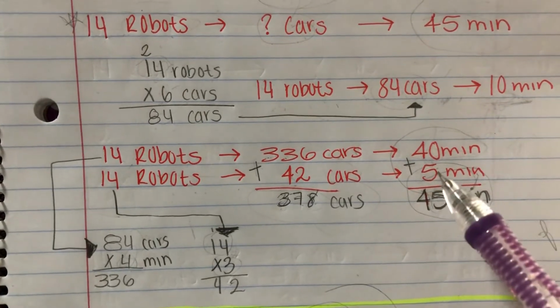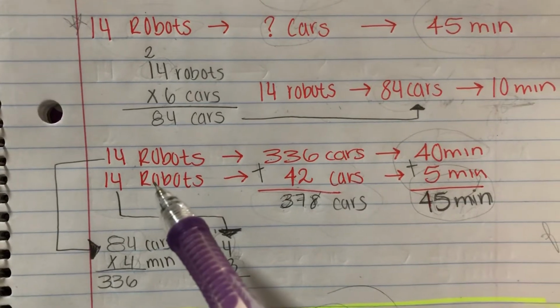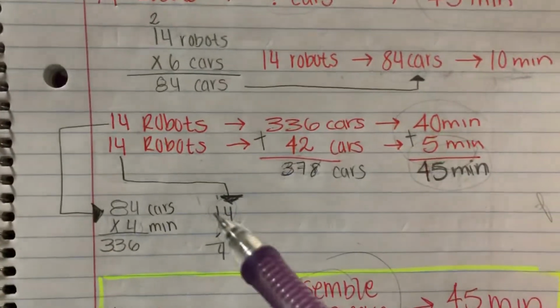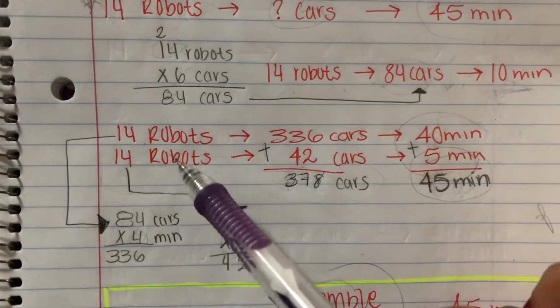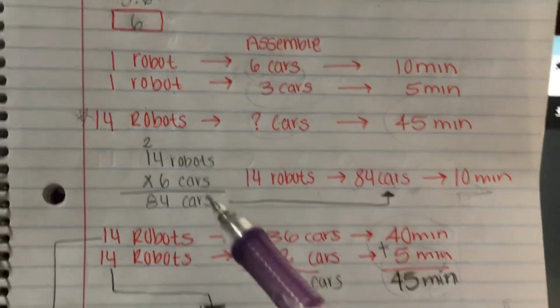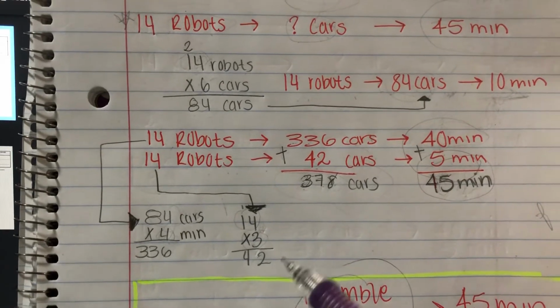And we're going to do the same thing and figure out how many cars can be built by the 14 robots in 5 minutes. So I multiplied 14, representing the number of robots, times 3, which represents the number of cars that can be assembled by each individual robot in 5 minutes. So 14 times 3 equals 42.